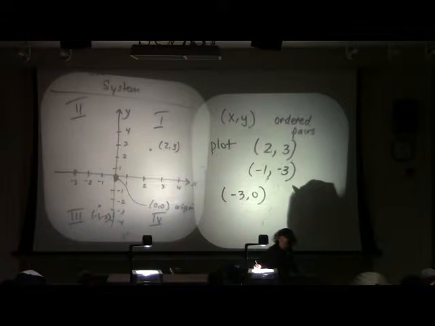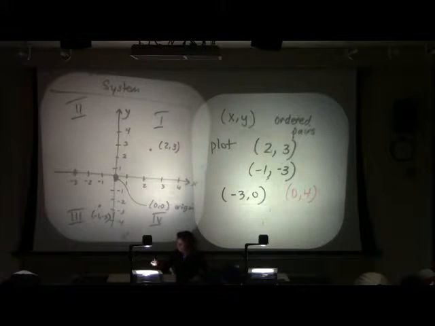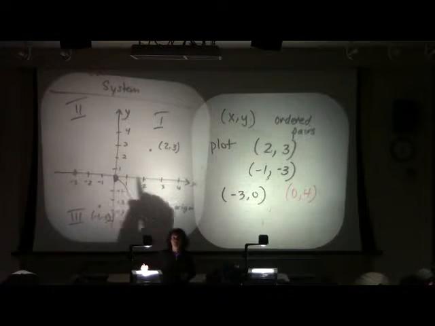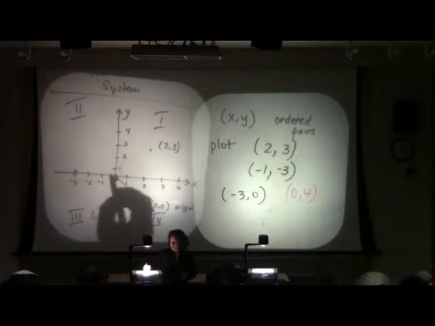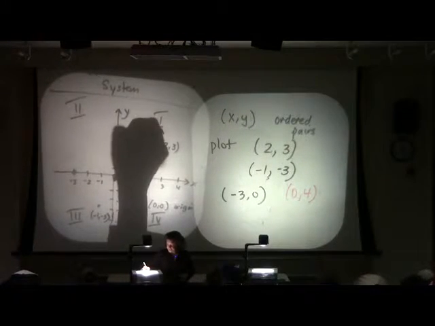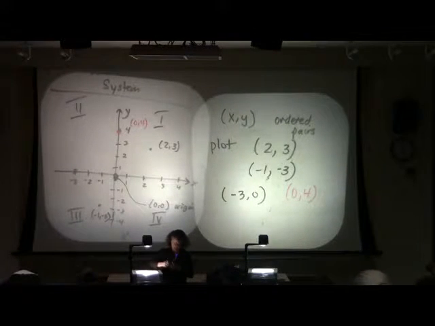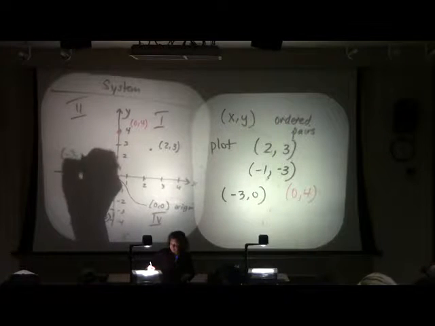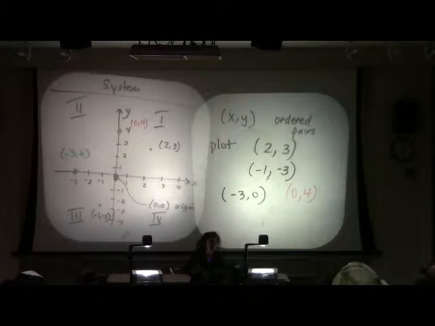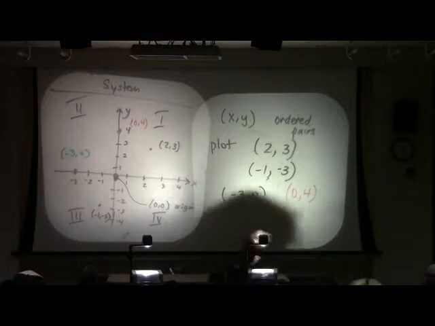On the other hand, what if I've got my ordered pair 0, 4? Now my x value is 0, so do I move to the right or to the left? No, I stay put, but then what do I have to do? I have to scooch up 4. Are you guys okay plotting points? Does anyone want to see one more? All right, let me do this.